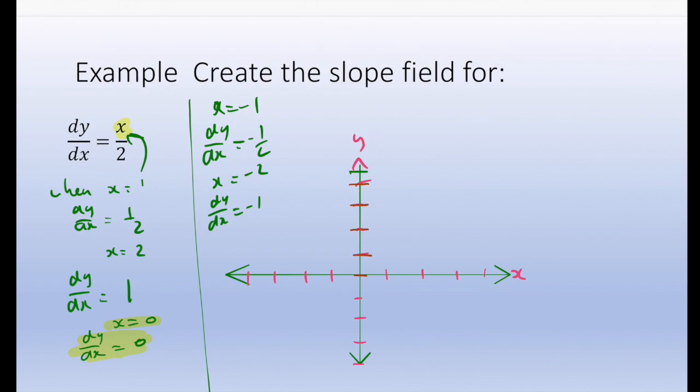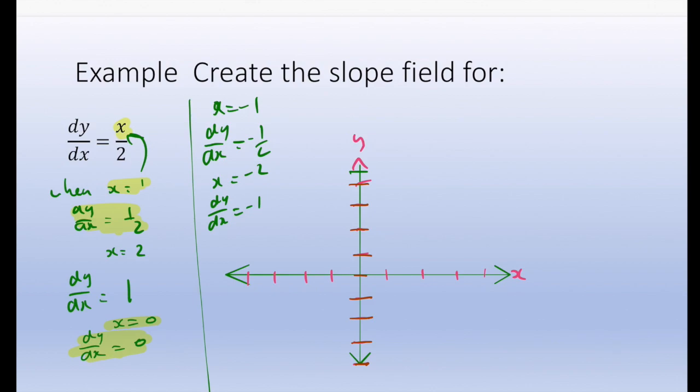Can you see it's just horizontal? Because when you have a gradient of 0, it means that there is no slope. Because remember, gradient means slope. And I'll put that one down the bottom. Okay. Now I'm going to work my way across. At x equals 1, our gradient is a half.